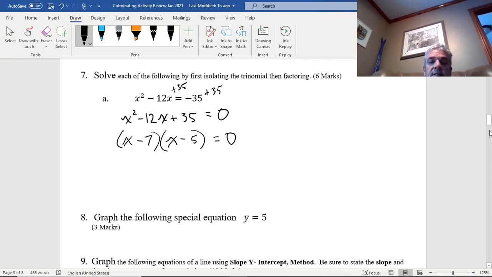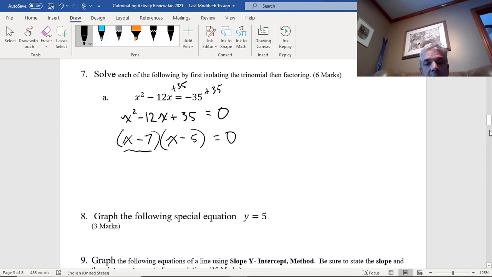And what this does is allows us to right away draw answers. This is a number multiplied by a number. The only way we'll get 0 is if this number is 0 or this number is 0. If I look at this part here, what does x have to be for this to be 0? Well, x has to equal 7. So that's one of my answers, right? If I put 7 in there, it'll be 7 minus 7, that'll be 0. And it doesn't matter what this is, because when I multiply by 0, the answer is 0.